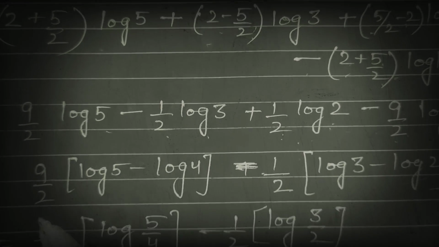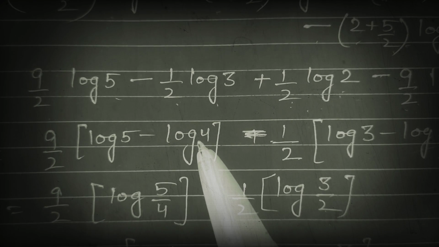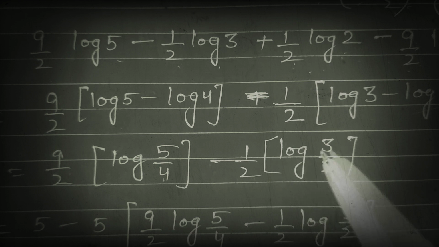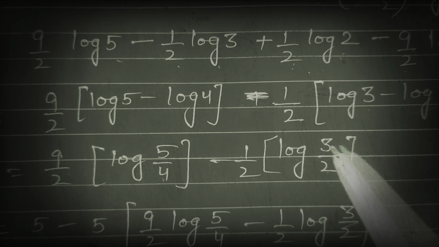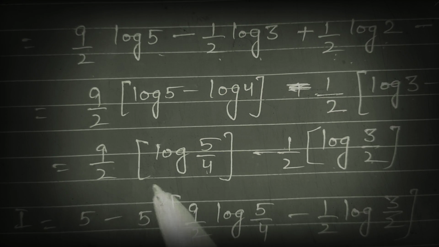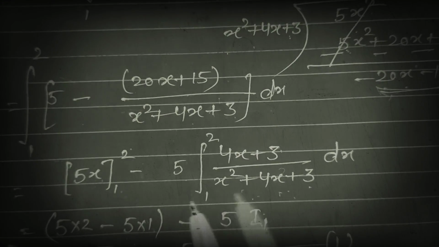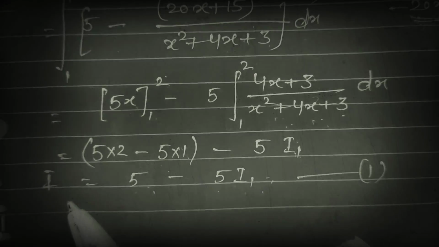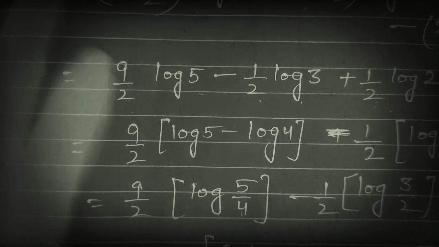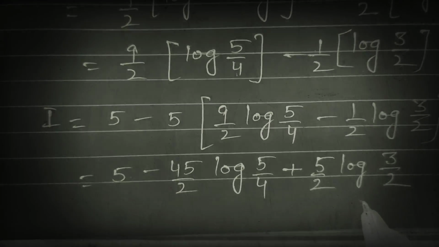So after solving this, we will get 9 by 2. Log m minus log n, we can write as log m upon n. It is minus half of log 3 minus log 2, so it is log 3 upon 2. This is the I1 value. Then we will put this in I1. So we will get I is equal to 5 minus 5 I1. The I1 value is this one. Then we will get the answer. This is the answer.